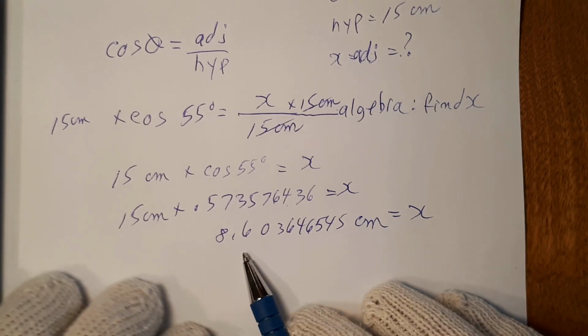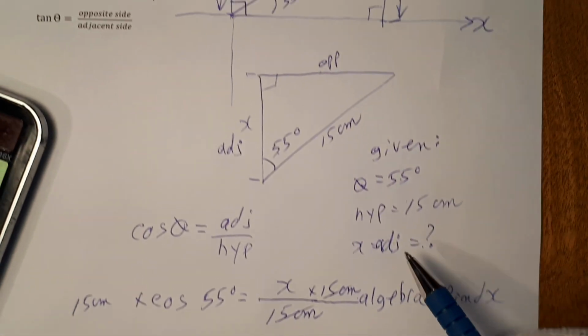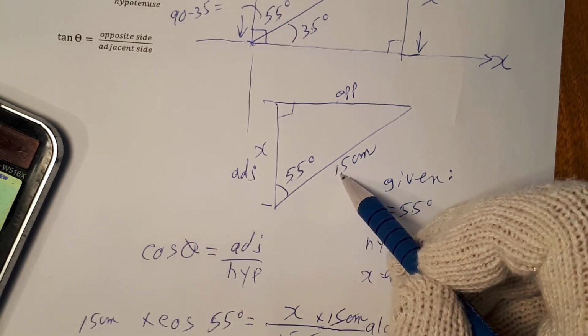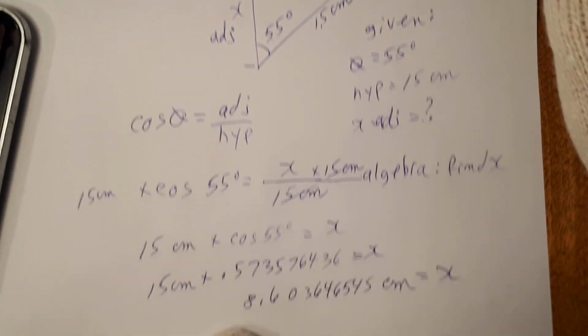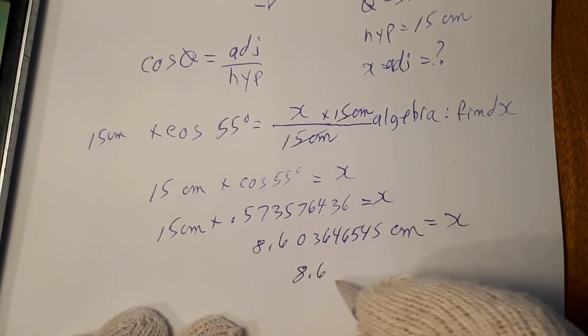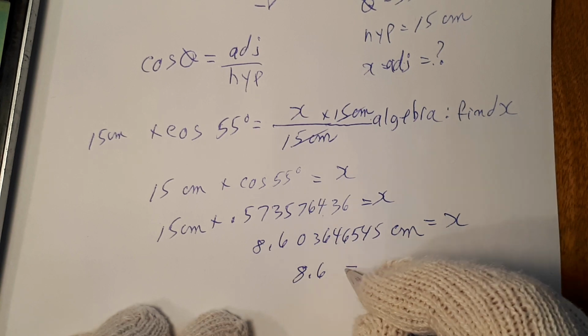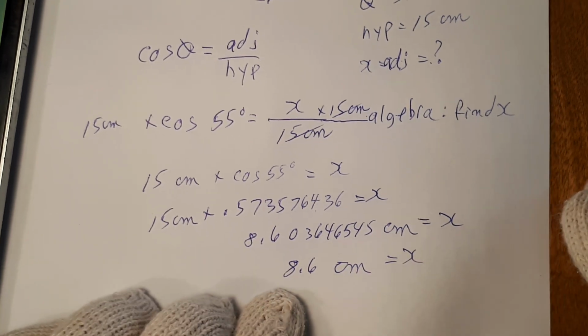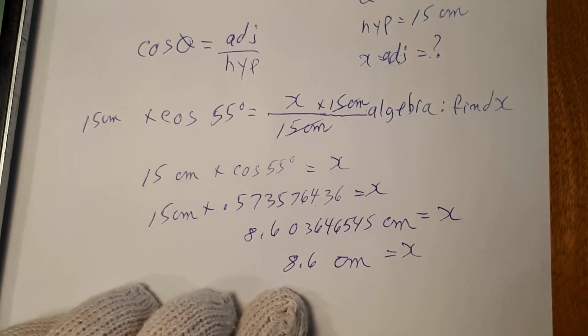And as before, we have to reduce this to proper significant figures. Going back to the original problem, the significant figures given to us was 2 sig figs here, 2 sig figs, which we calculated earlier. So this needs to be reduced to 8.6, 2 significant figures, 1, 2. The units will be centimeters is equal to the distance x. And it's the same x as we found earlier.